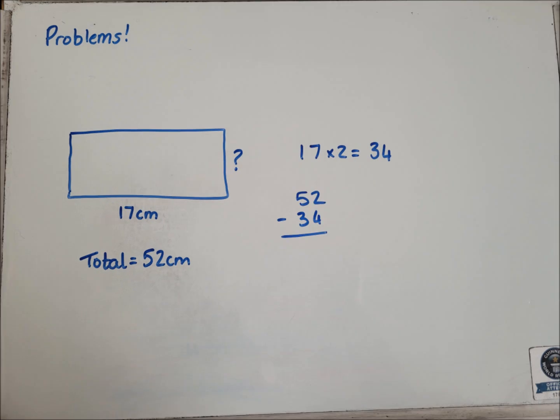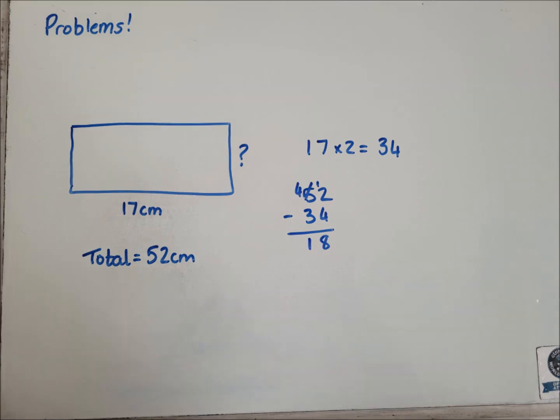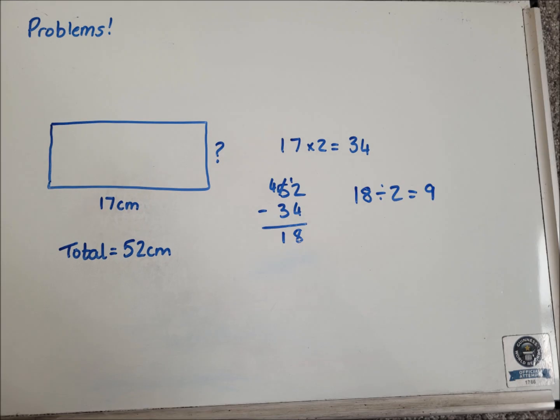So when I do that, I get 18. So the two missing sides, the two shorter sides, must have a total of 18. Because there are 2 of those sides, I do 18 divided by 2, giving me 9. So 9 centimetres is the answer for that missing side there.